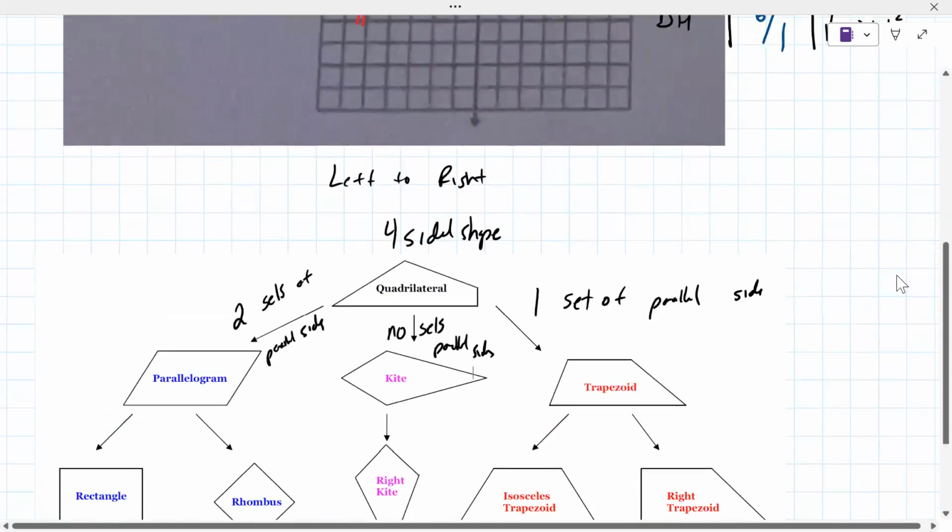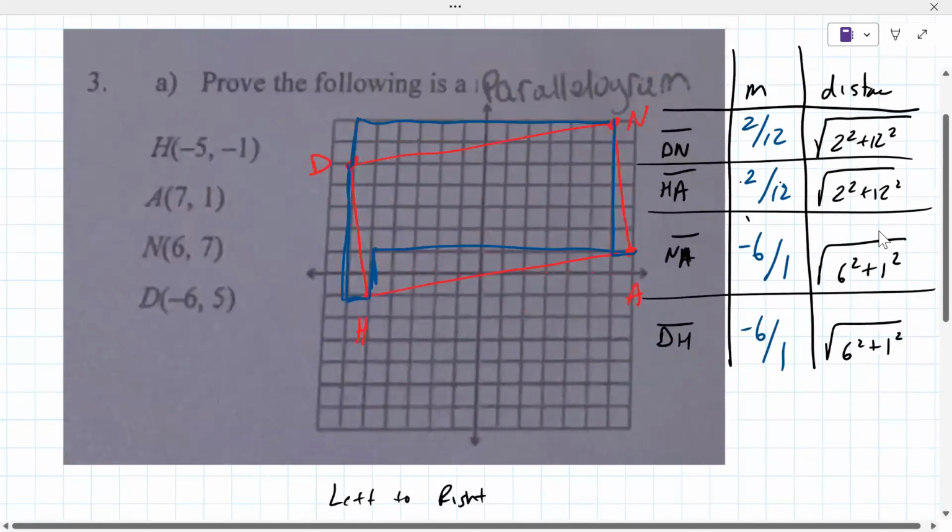Okay. And why is that important? Well, it looks like it has parallel sides though. Well, this is a parallelogram. They're telling you for sure. If the slopes are the same, that's how you know that they're parallel. Okay.